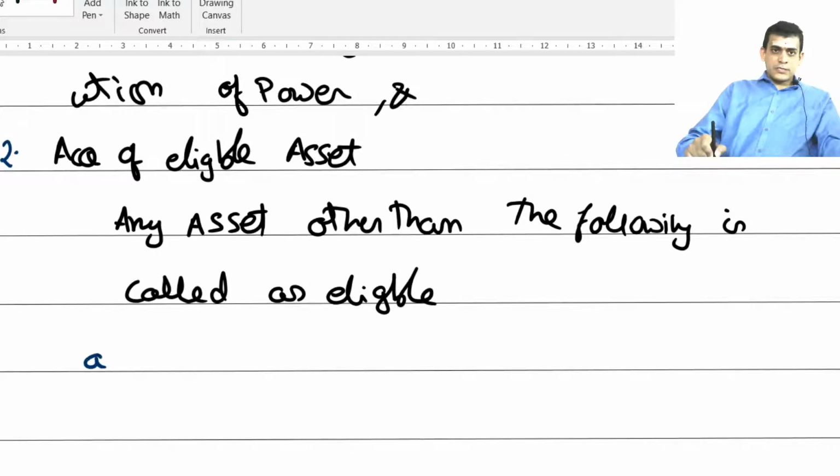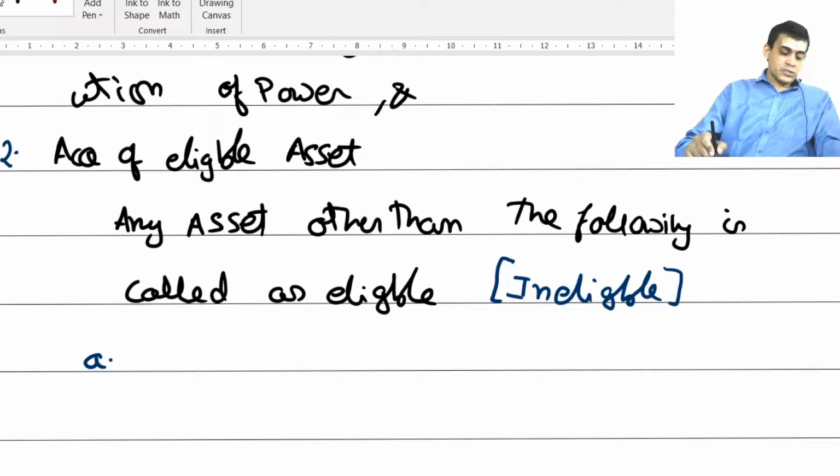That means apart from these assets, all remaining assets are eligible. So whatever assets we are discussing are called ineligible assets. In short, I can write this: we are discussing something called ineligible assets. So these assets are ineligible. Other than these assets, all remaining assets are eligible. Now, what is the first one there?